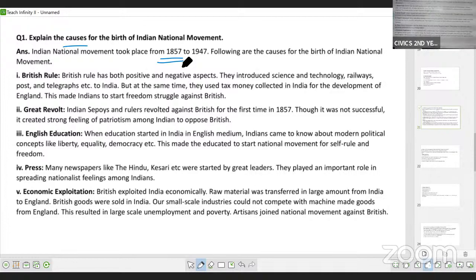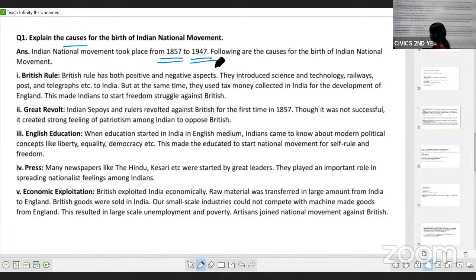So, the Indian national movement started in 1857 and ended in 1947 with independence. When India became an independent state, the Indian national movement also came to an end. So, why did this movement start? Why did the Indian rulers or the Sipahis revolt? What are the reasons? Let us see one by one.